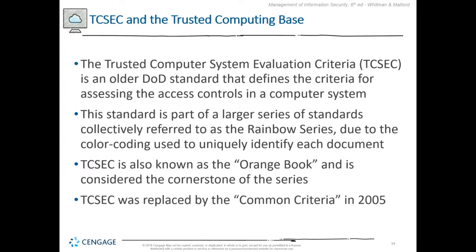Trusted Computer System Evaluation Criteria. This is an older DoD standard. It defines the criteria for assessing the access controls in a computer system. This standard is part of a larger set of standards known as the Rainbow Series. The TCSEC is known as the Orange Book, and it is considered the cornerstone of the Rainbow Series. It's called the Rainbow Series because of the color coding that is used to uniquely identify each document. This was replaced by the Common Criteria in 2005, but you should still be aware of this.